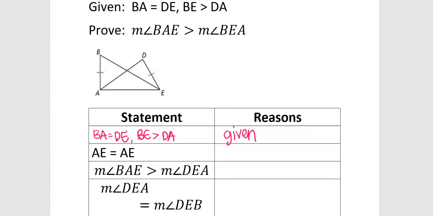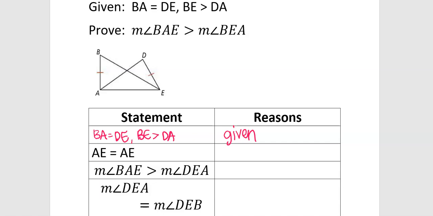Okay, so we are given that BA is equal to DE. They have it marked in the picture. They have BE is bigger than DA. That you can't really mark in the picture. So BE, that's the hypotenuse of the left-hand triangle, and DA is the hypotenuse of the right-hand triangle.